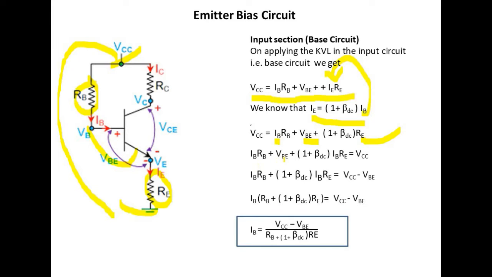Now IB RB plus VBE plus (1 plus beta DC) IB RE is equal to VCC. We get IB RB plus (1 plus beta DC) IB into RE is equal to VCC minus VBE. Taking IB as common, we get IB times RB plus (1 plus beta DC) times RE is equal to VCC minus VBE. So IB is equal to (VCC minus VBE) upon RB plus (1 plus beta DC) times RE. Now we have got IB.